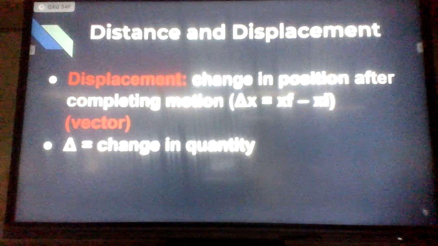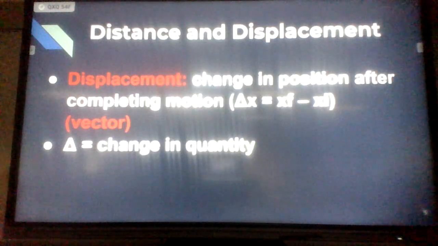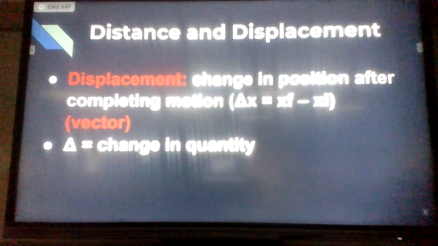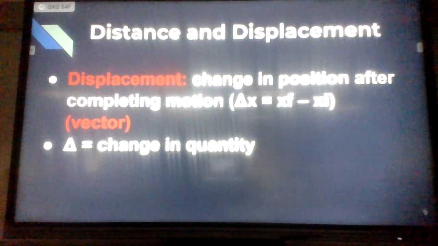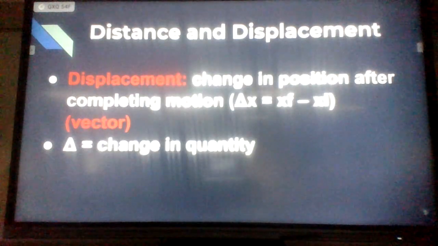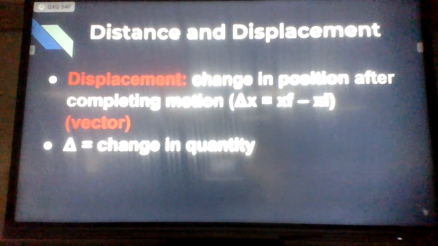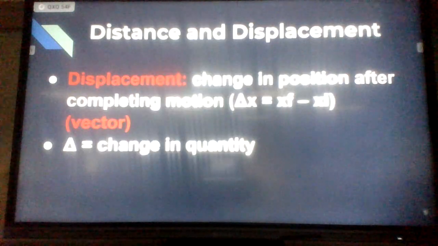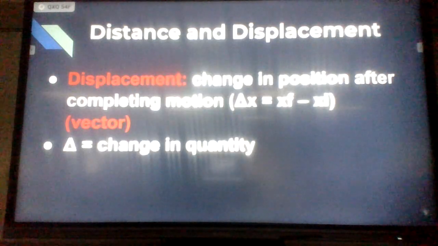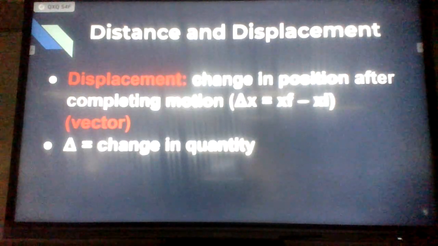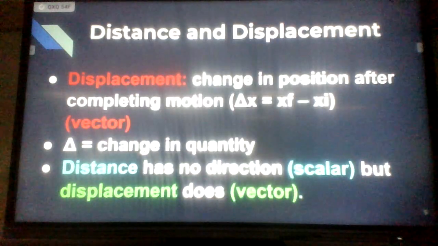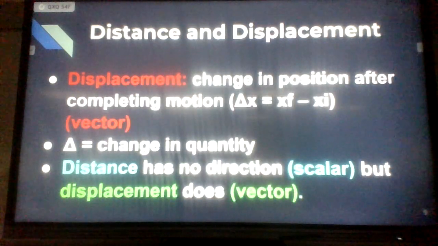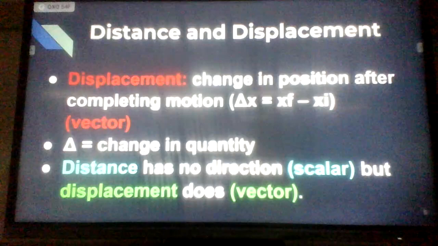That little triangle is a Greek letter delta. The name of that little triangle is delta. The definition is a change in a quantity, and we'll see that delta with other quantities as well. In this case, the quantity is position. So whenever you see delta, that means something has changed. X means position. Our distance has no direction because I can go in a distance any way I want.